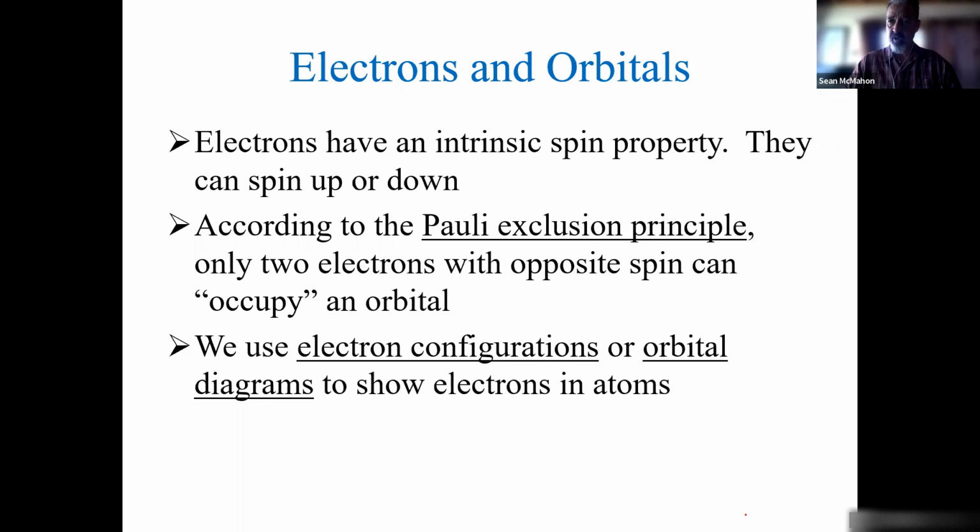So we use what are called electron configurations or orbital diagrams to keep track of the electrons and show where they're located. It's basically like bookkeeping or writing a checkbook. You have to know what goes in and what goes out. Well, it's the same thing with electron configurations and orbital diagrams. It lets us know how many electrons there are, what energy level they're in, what sublevel, which orbitals, and whether they're spinning up or down.